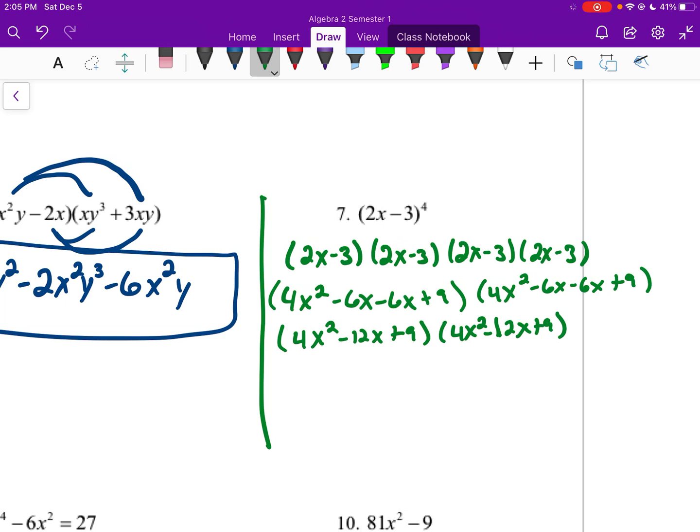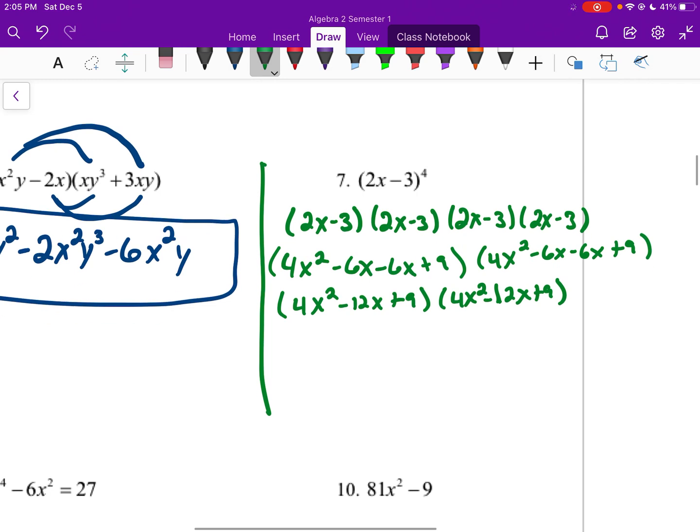This is why it's going to get a little more complicated, because it's very easy to mess up your terms here. 4x squared times 4x squared, that's going to give you 16x to the 4th. 4x squared times negative 12x, minus 48x cubed. Then 4x squared times 9, plus 36x squared. So that's just me distributing the 4x squared through.